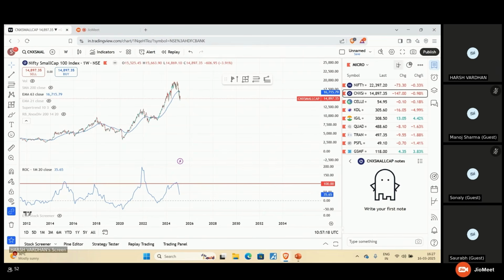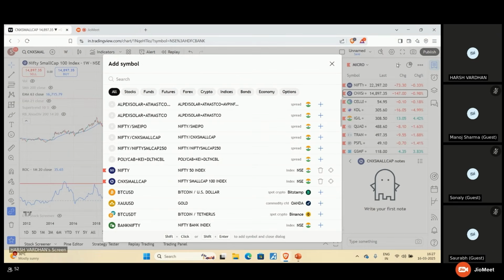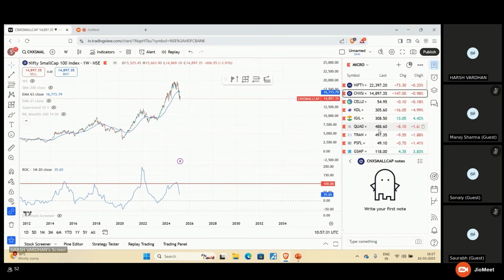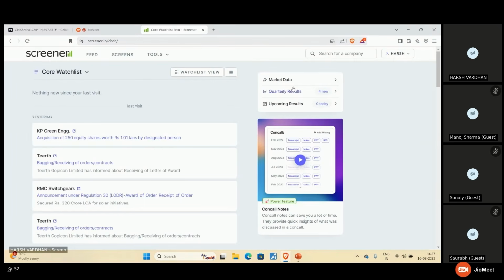Yeah, I am coming to that. So see, the thing with the BSE SME IPO index is, let me share it. Let me clarify a few things about the BSE SME IPO index. First, if I go on Screener, let me go on Screener.